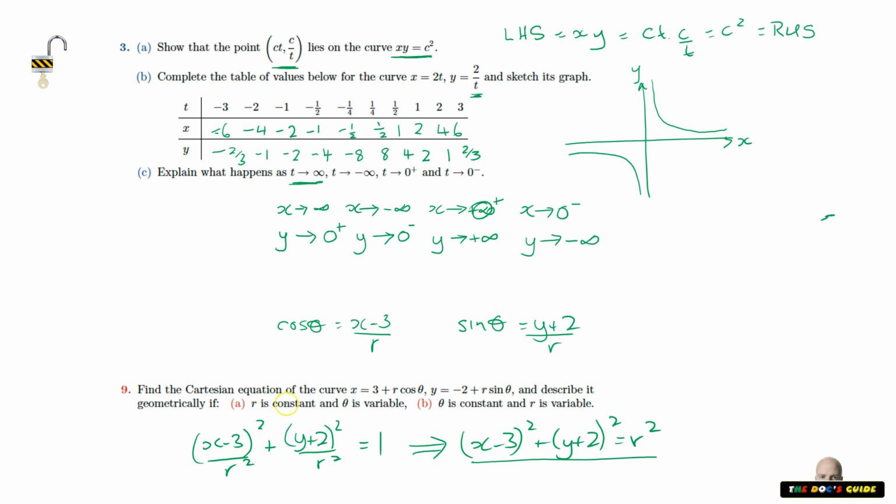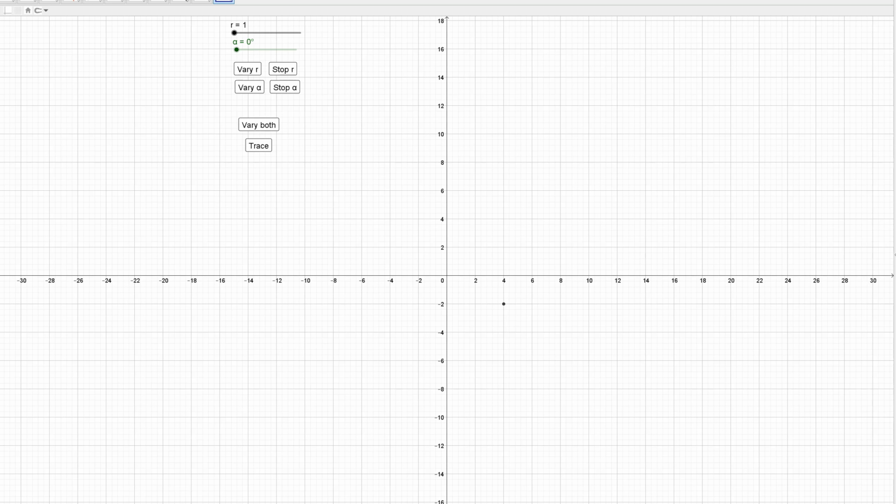Now, with these equations, what happens if I keep r a constant, so I don't change the radius, but I vary theta? And what happens if I keep theta constant, so the angle constant, and vary the r? So let's take a look at this. The reason I've done it on GeoGebra is because it's not a typical question, but it's an interesting one. So we're going to trace, I hope, the position given by those parametric equations in question 9 if, first of all, we vary r.